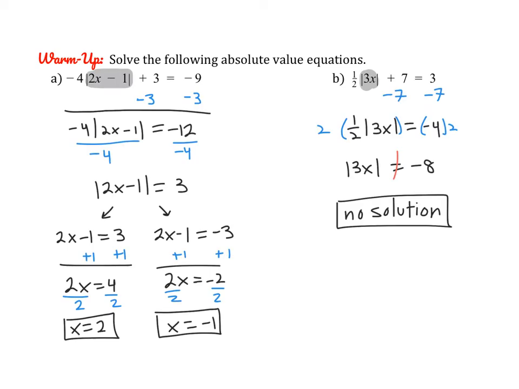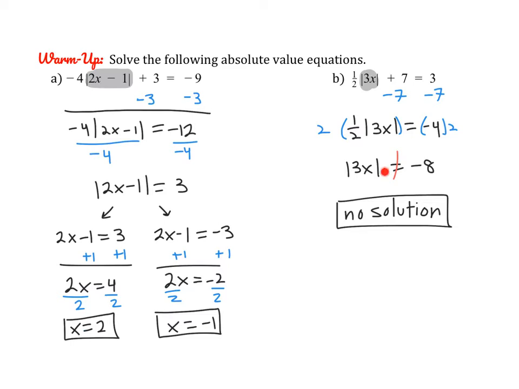Alright, so go ahead and check your work. So here we were solving two absolute value equations. So remember, isolate your absolute value, which you should get absolute value of 2x minus 1 equals 3. Create your two separate equations, one for positive 3, one for negative 3, and finish solving.